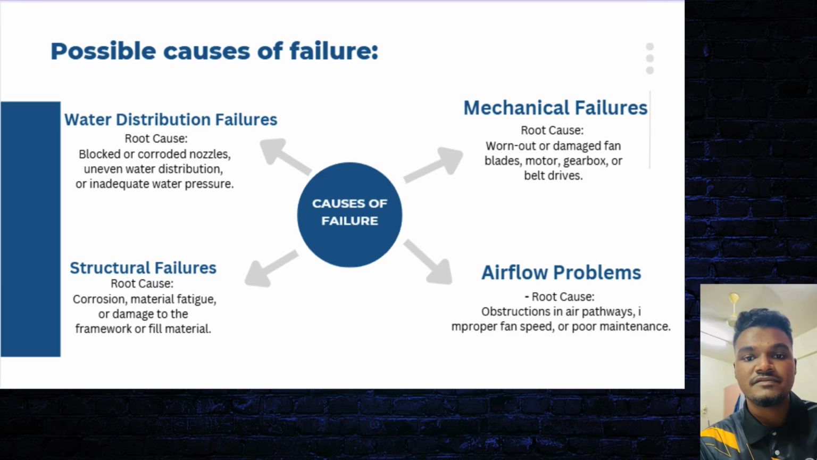Additionally, structural failures may be caused by corrosion, material fatigue, or damage to framework or fill material. Lastly, airflow problems can lead to inefficiencies, often stemming from obstructions in the air pathway, improper fan speed, or poor maintenance practice. Addressing these potential causes is essential for maintaining optimal cooling tower performance.